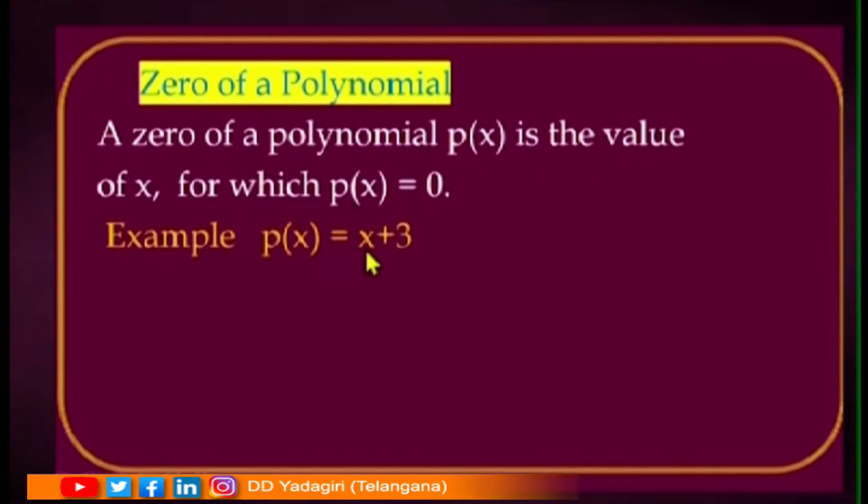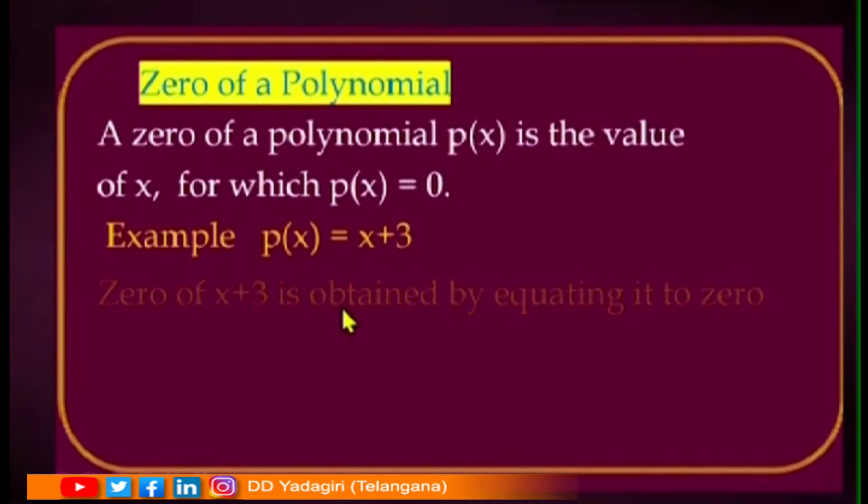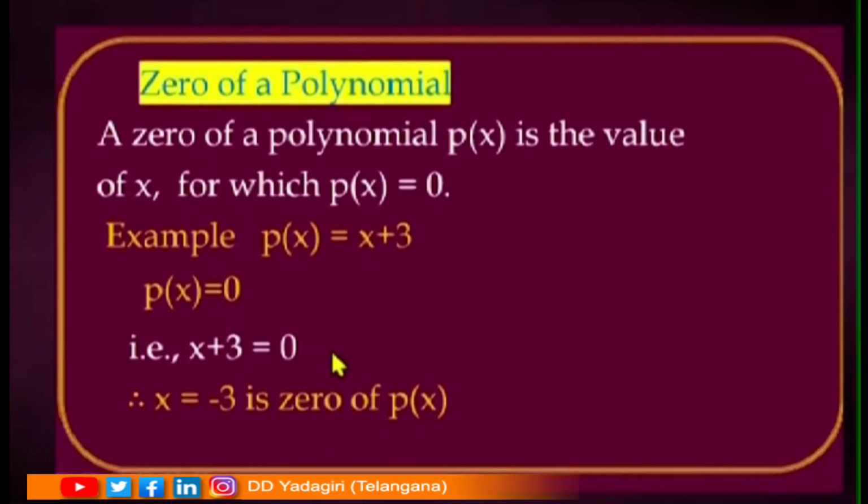Take p of x is equal to x plus 3. 0 of x plus 3 is obtained by equating it to 0. So equate this p of x with 0. So p of x is equal to 0 means you can say x plus 3 is equal to 0. So bring this 3 onto the right hand side, you get x is equal to minus 3. So x is equal to minus 3 is 0 of the p of x.